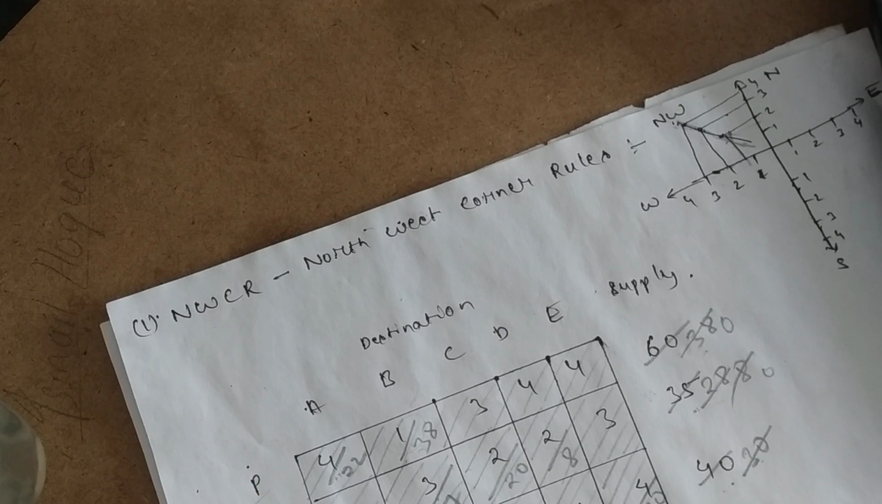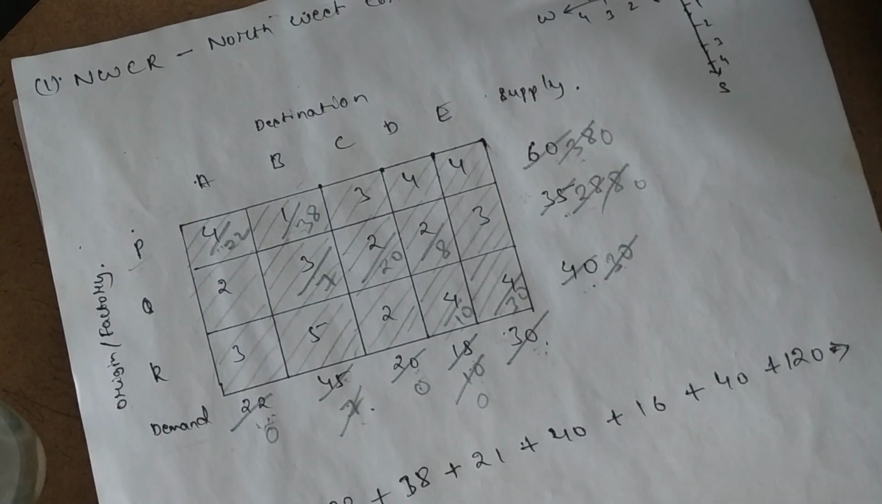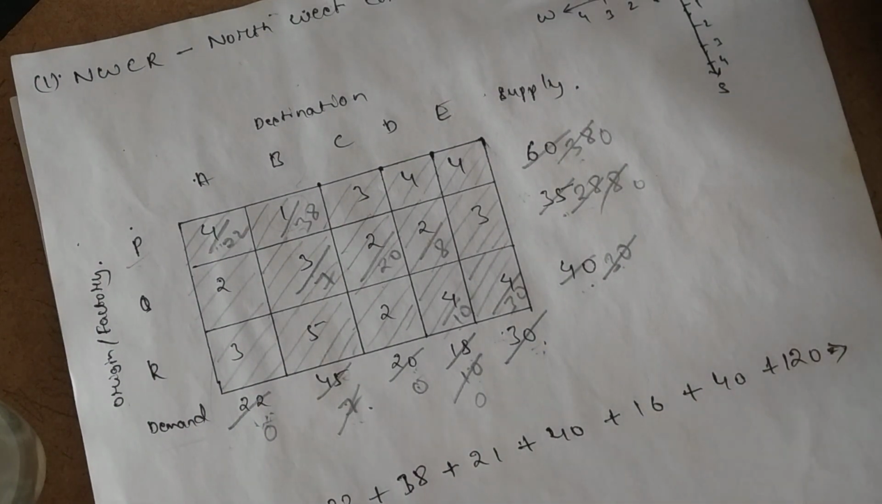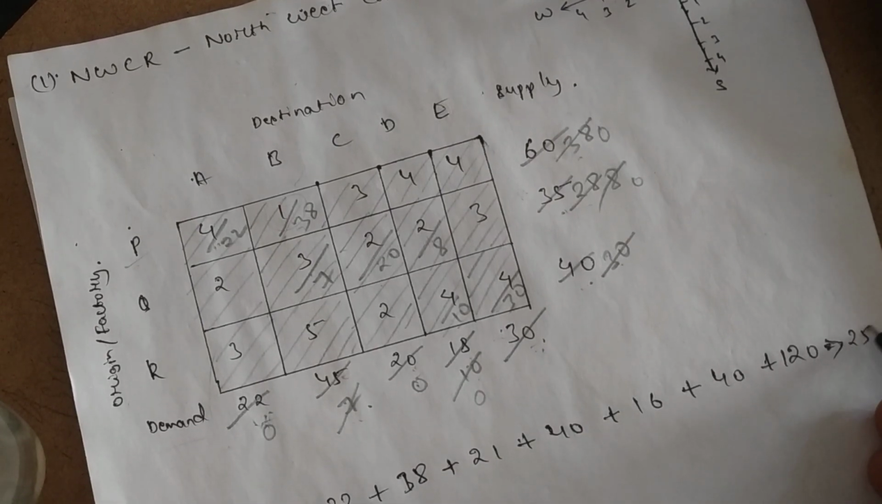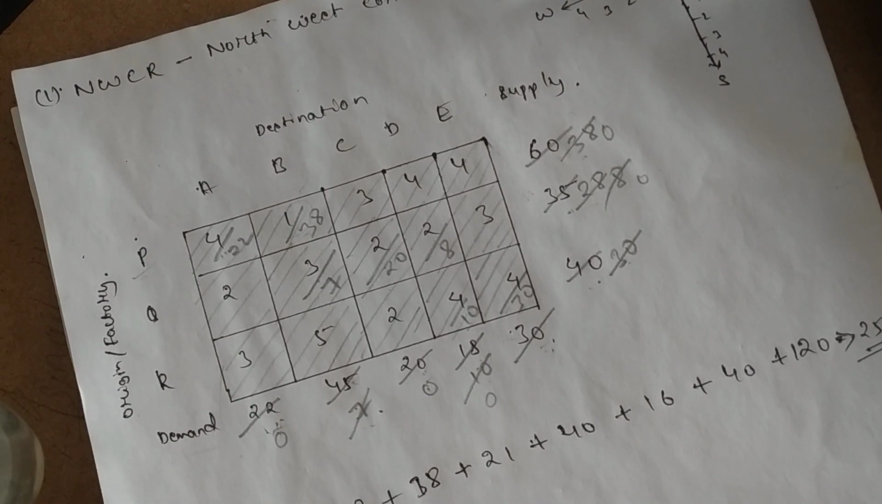Now let's see the total cost. 4 into 22, plus 1 into 38, that is 38, plus 7 into 3, that is 21, plus 20 into 2, that's 40, plus 8 into 2, that is 16, plus 4 times 10, that is 40, plus 4 into 30, that's 120. When we total it: 4 into 22 is 88, 88 plus 38 plus 21 plus 40 plus 16 plus 40 plus 120. So the total is 363.